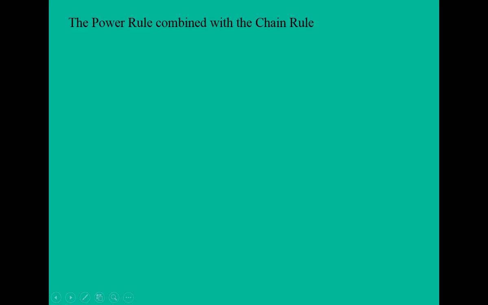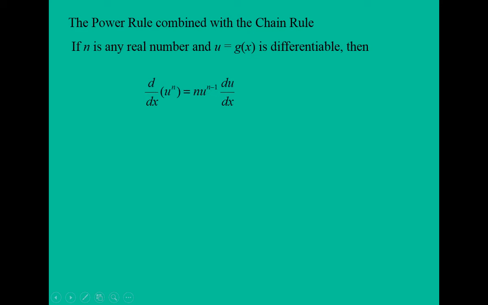We can combine the power rule with the chain rule to really simplify functions in a certain form. If we have functions in the form of u to the n, where u is just some function of x, you can see that we could apply the power rule that we've learned previously, but we apply the chain rule along with it. So this is the power rule combined with the chain rule.